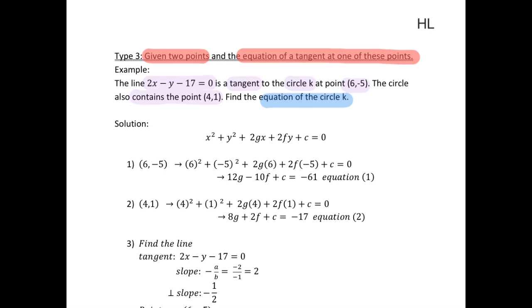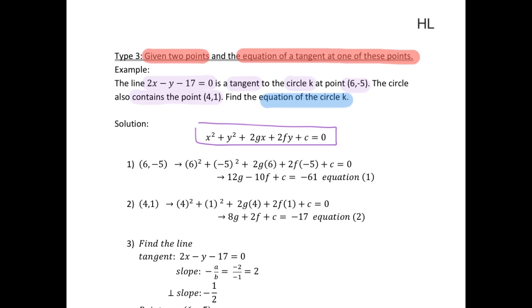So just like our previous examples, first things first, we write down our general equation, and what we're looking to find is 3 equations to help us get our g, our f, and our c. So we're told initially that we have 2 points that are on the circle, (6, -5) and (4, 1). So the first thing we can do is fill in those x and y values into our main equation. Filling in the point (6, -5), x is 6, y is minus 5, and so on.